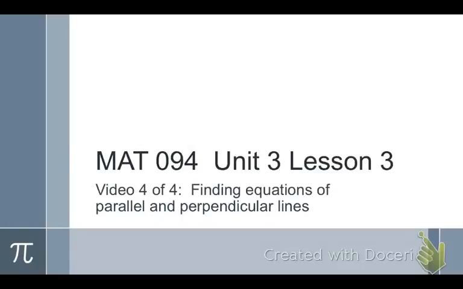Hello and welcome to Intermediate Algebra, Unit 3, Lesson 3. This is the final of a series of 4 videos for this lesson. And we've been talking about finding equations of lines. In this one, we talk about finding equations of a line parallel to one we're given or a line perpendicular to one we're given.